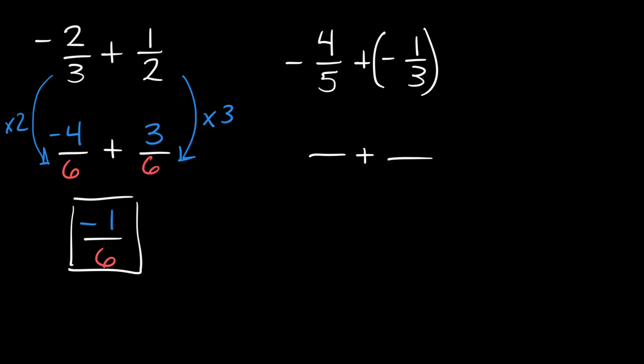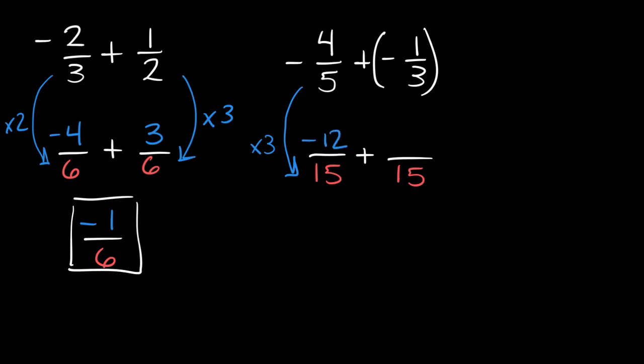And I'm thinking, well, what number will 5 and 3 both multiply to? They both multiply to 15. And that makes 15 our new denominator. And now I have to think about, well, how many times does 5 go into 15? And that goes in 3 times. So I multiply negative 4 times 3. Right here, I'm multiplying this negative 4 times 3. And that is negative 12.